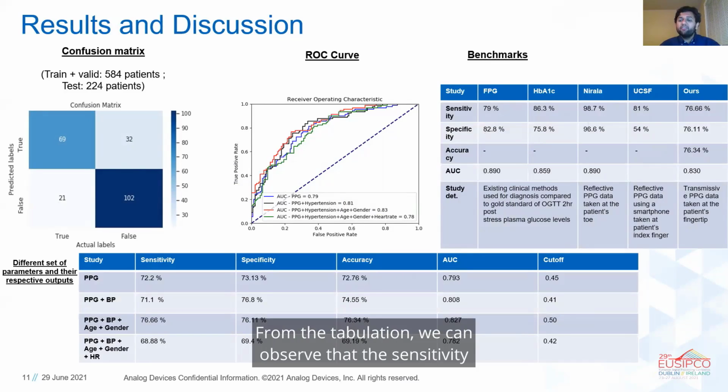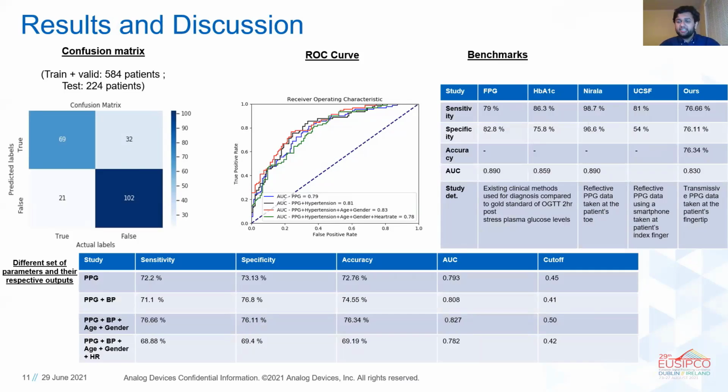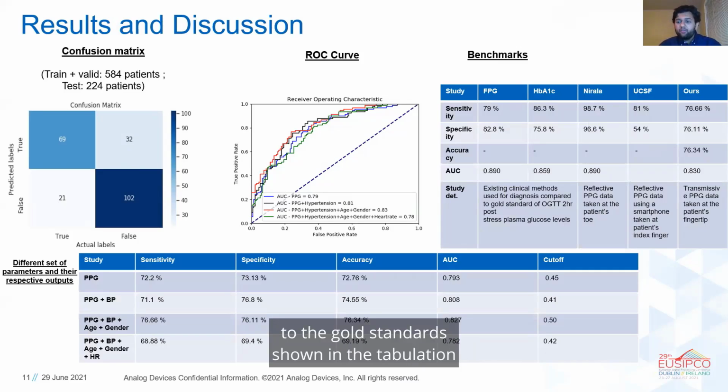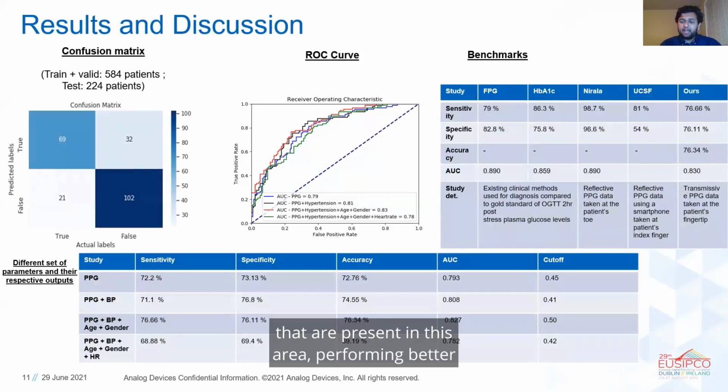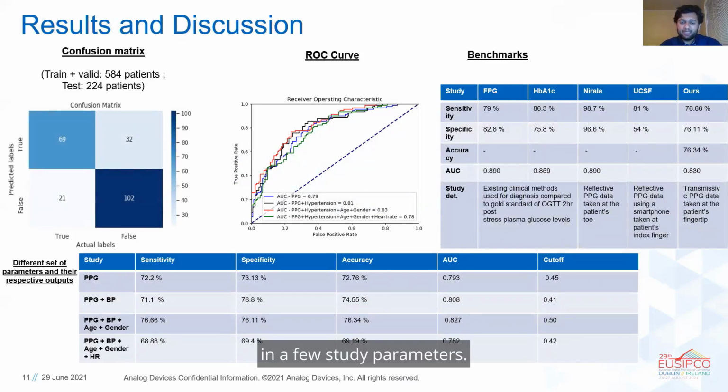From the tabulation, we can observe that the sensitivity for our best model is 76.66%, specificity is 76.11%, and accuracy is 76.34%. The results are comparable to the gold standard shown in the tabulation for diabetes monitoring and the few existing research works that are present in this area, performing better in a few study parameters.